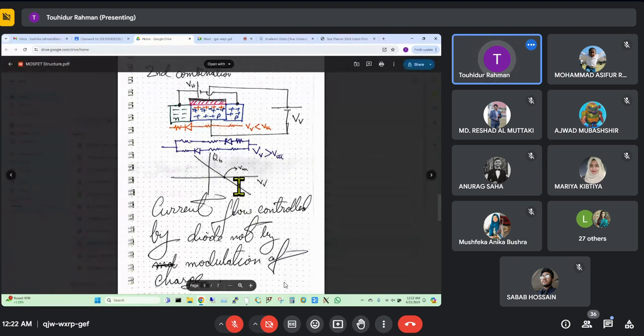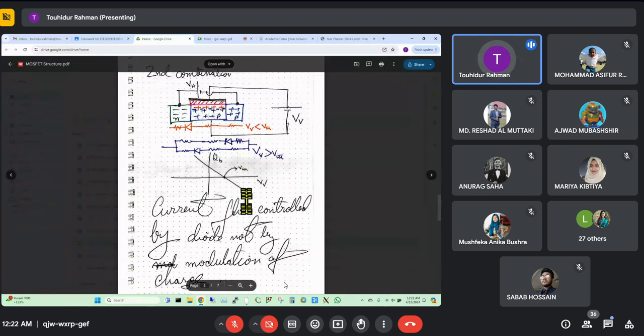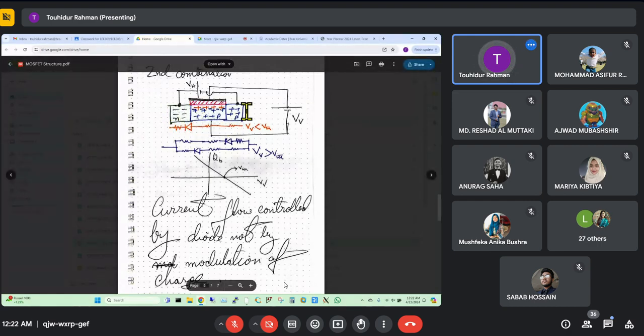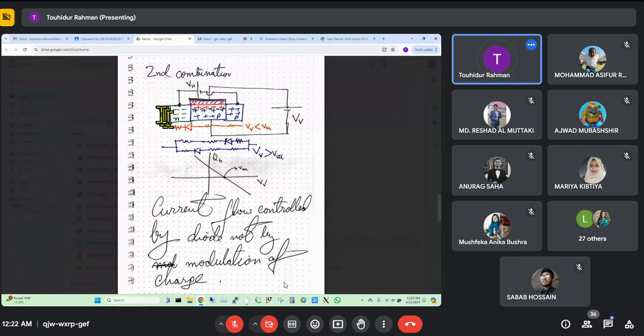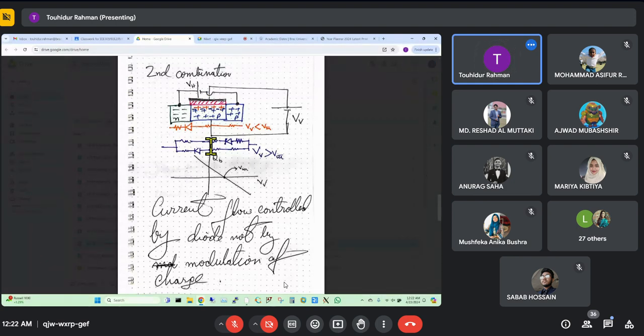Even if we modulate and make the charge in this red area negative, there is no way we can flow the current in the opposite direction. That means the flow of current does not depend on the modulation of the charge. Let me try to explain one more time.